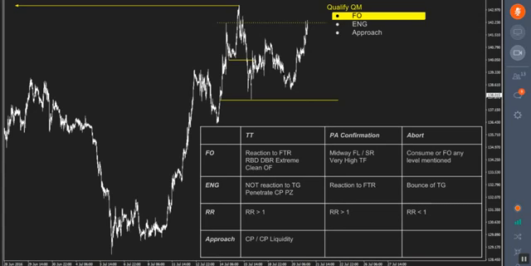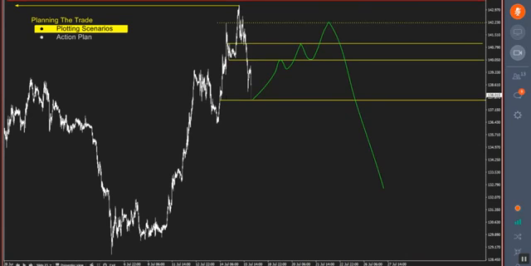That's exactly what I was referring to, because this flag here wasn't broken. Click on the screen, I think. Hold on. Yeah, okay. So I'm referring to this flag here. It wasn't engulfed to qualify the trade.